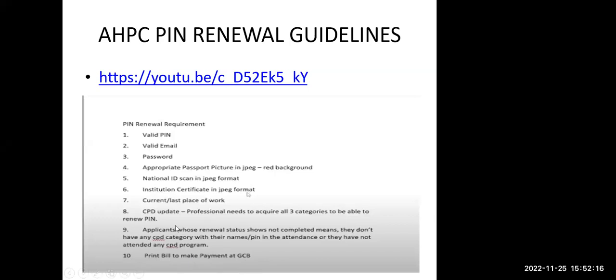And then you go on to look at the renewal status, and once you have met the minimum requirements, it will allow you to print your bill and then you can pay at the bank. That's the process for this year's renewal.